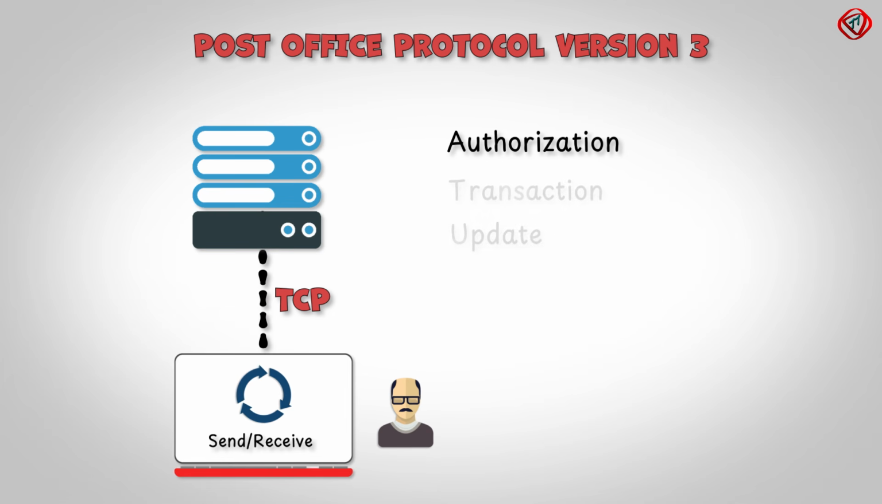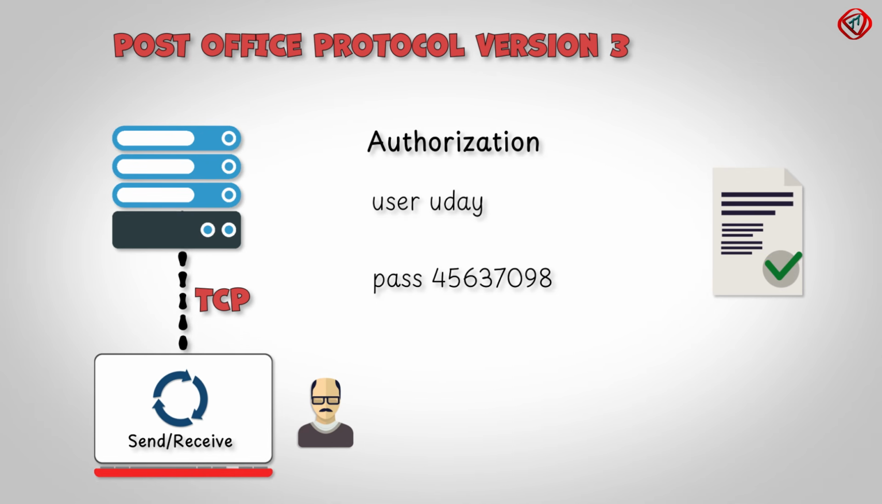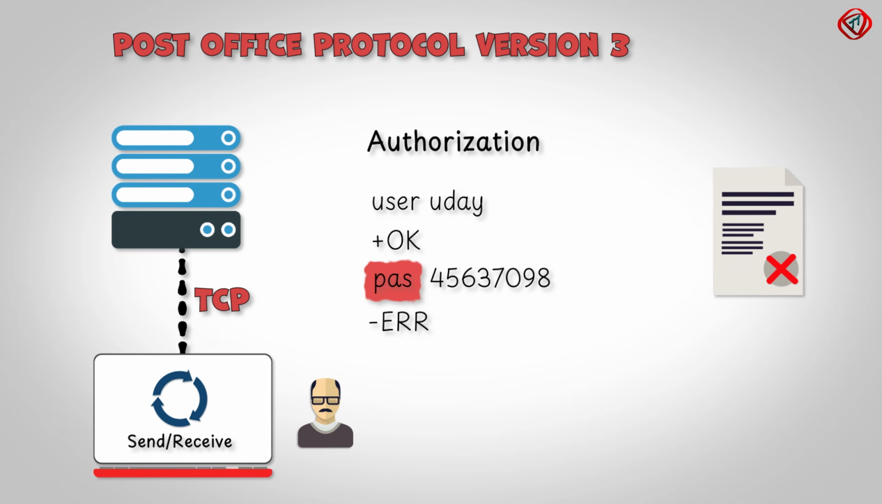The first phase is the authorization phase. In this phase, the email application sends the username and password to the mail server in order to authenticate the user. If the authentication is successful, the server responds with a +OK message, indicating that the previous command was executed successfully. However, if there is any problem with the command or authentication fails, the server responds with -ERR, which indicates that the previous command sent to the server had some issue.